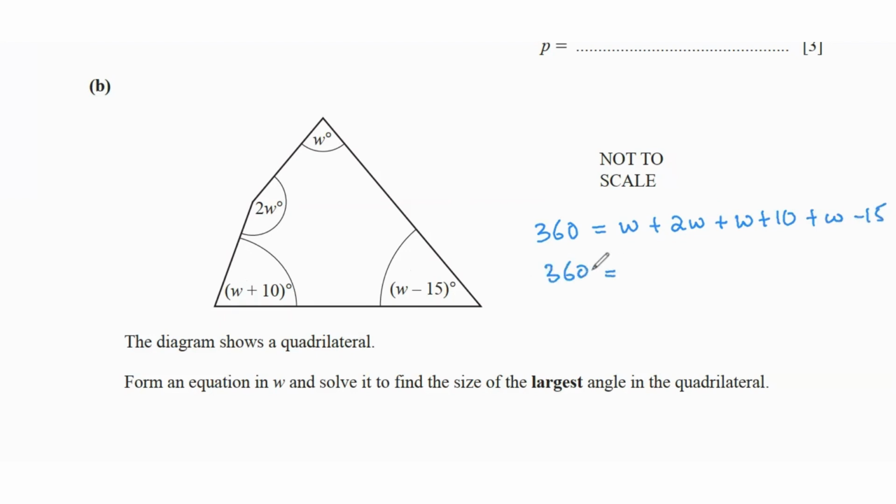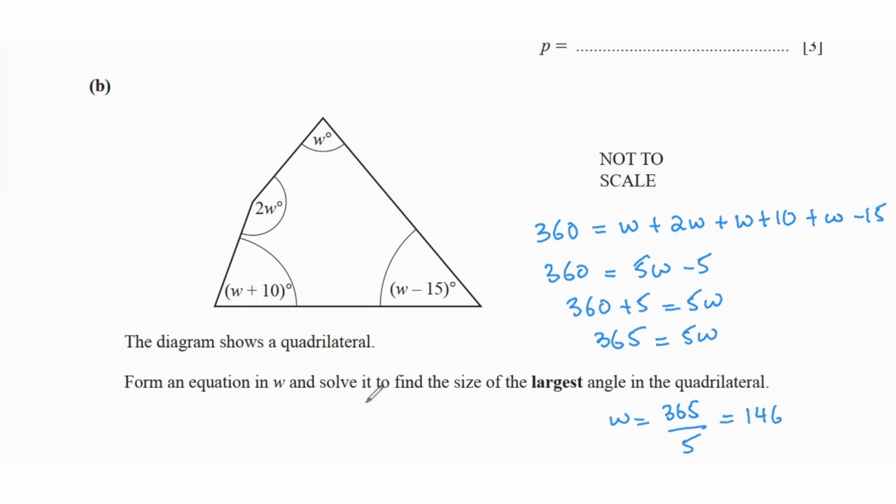So 360 equals 5W minus 5. 360 plus 5 equals 5W. 365 equals 5W. W is going to be 365 divided by 5, and that is 73. So the largest angle is going to be 2 times 73, which is going to be 146 degrees. That is your largest angle.